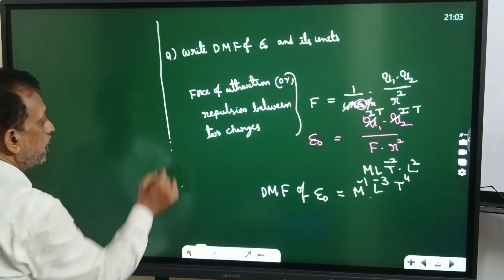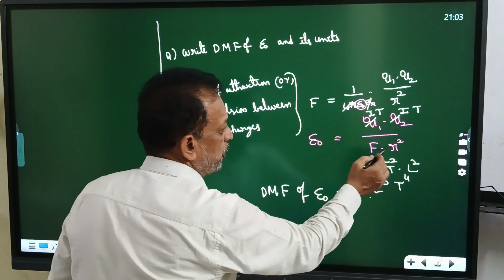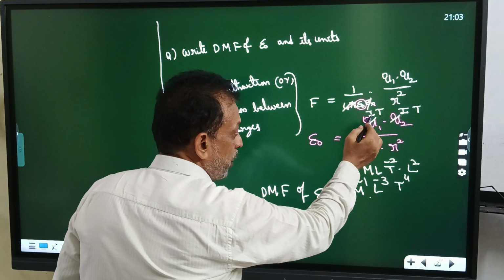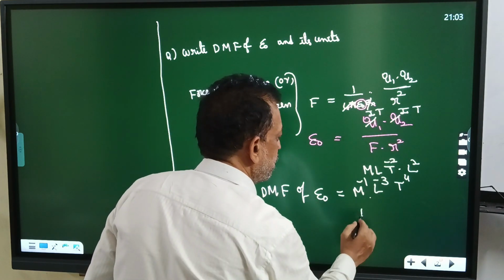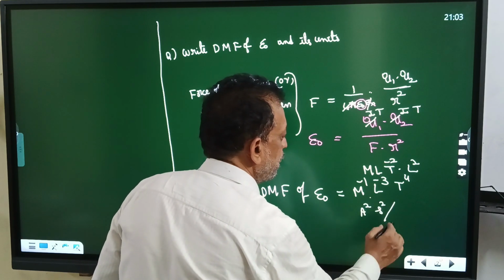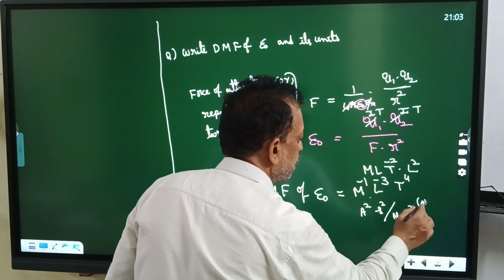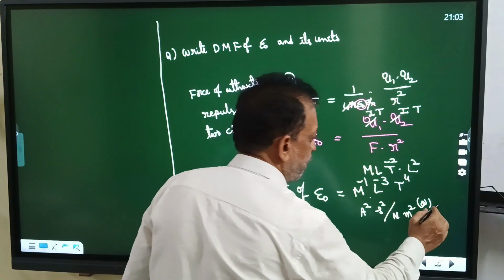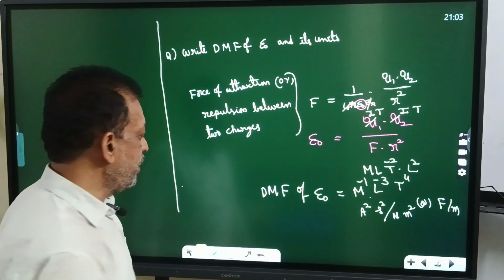So what is the unit I can write here? This is the charge unit, ampere square second square. This is the force, Newton meter square. So I can write ampere square second square divided by Newton meter square, or farad per meter. Farad per meter. What is the value of epsilon naught?